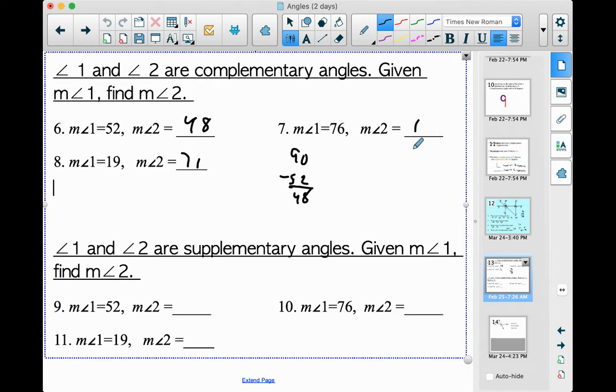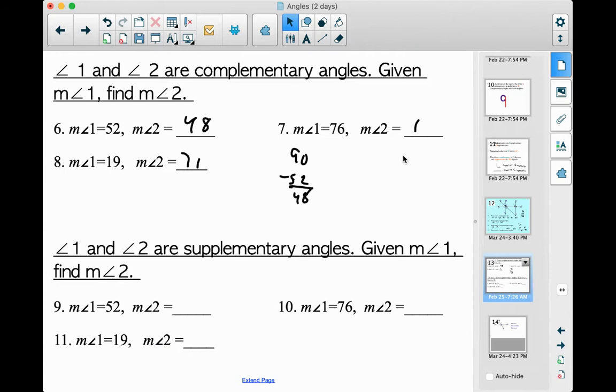If they are supplementary, then instead of subtracting them from 90, I'm subtracting from 180. So these numbers, it looks like the measurement of angle 1 are all the same. I should explain it. If you see the M in front of the angle sign, that just stands for the measurement of that angle, so how many degrees it is. So if they're supplementary, I'm just subtracting from 180 instead of 90.